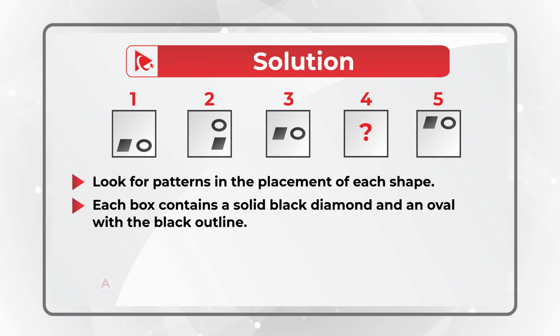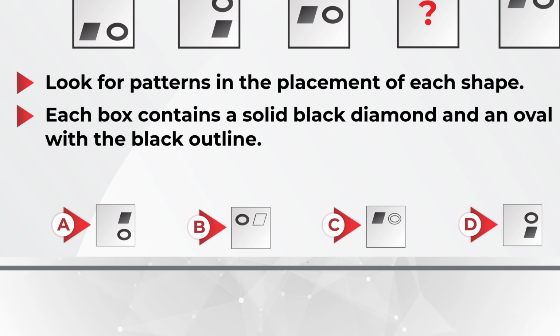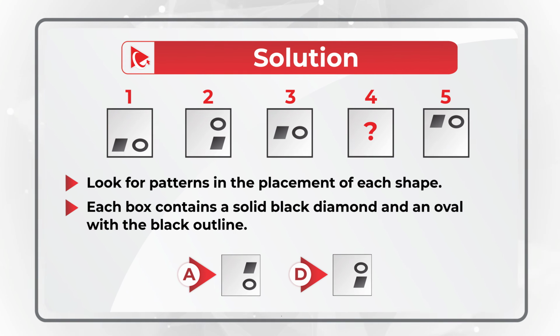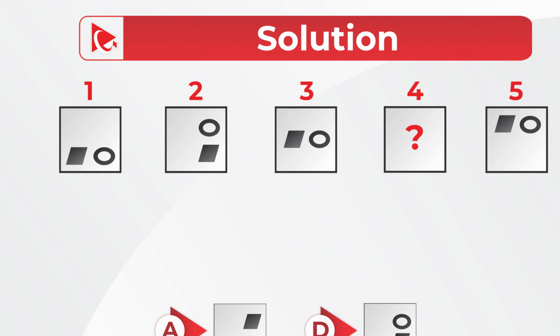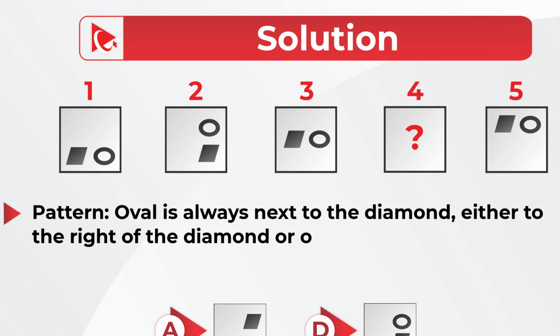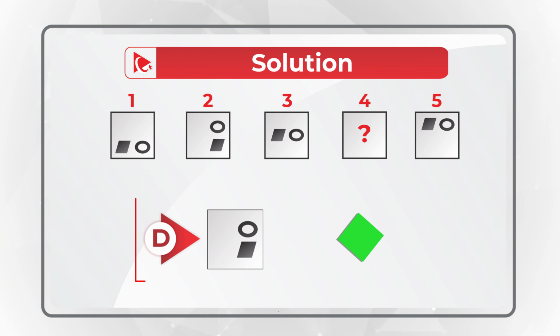We can safely assume that square 4 will have similar shapes inside, which automatically excludes choices B and C, only leaving possible choices as A and D. To solve this puzzle and get to the correct solution, we need to detect the second pattern. And the second pattern is that the oval is always next to the diamond, either to the right of the diamond or on top of the diamond. Based on this information, the correct choice here is choice D.